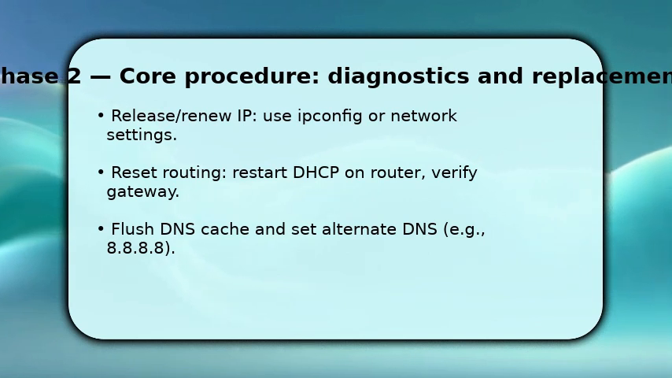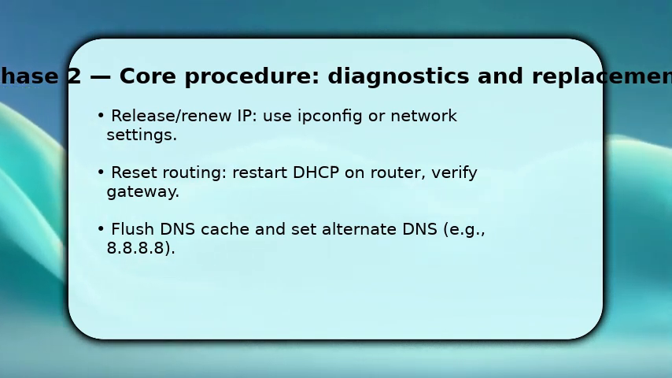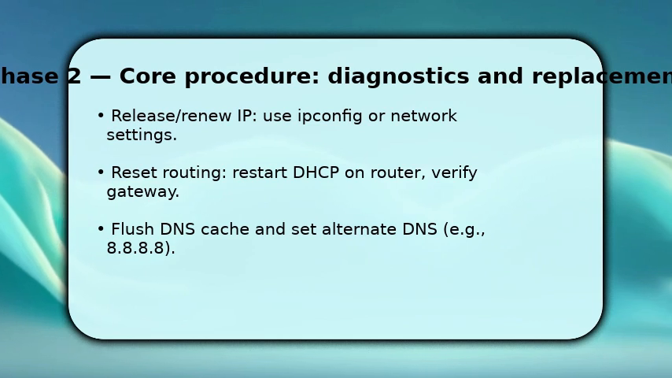Next, temporarily set an alternate DNS like 8.8.8.8 to rule out name resolution faults. If packets still fail, capture a short ping or trace route to pinpoint where traffic stops.